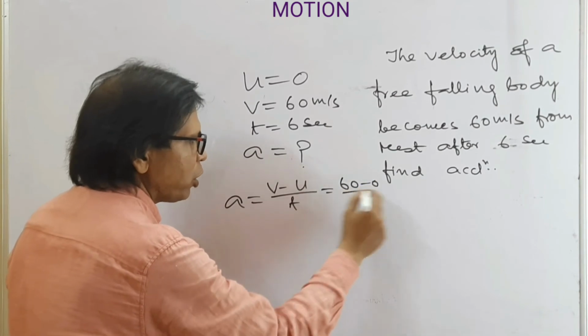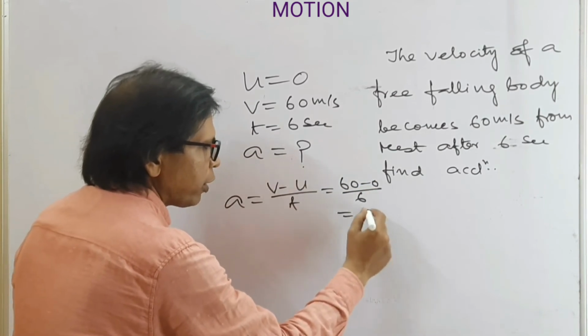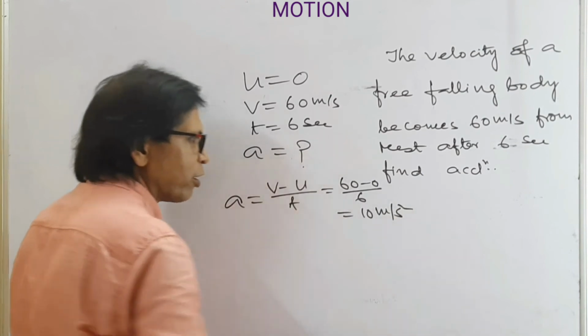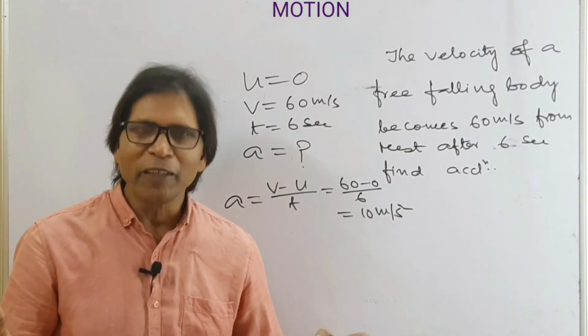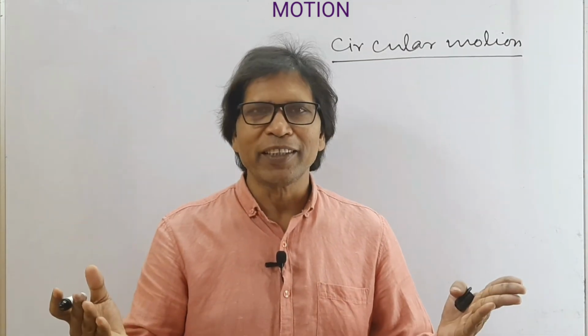V is 60 minus 0 by 6. So this is 10 meter per second square. Okay, understood? Now circular motion.